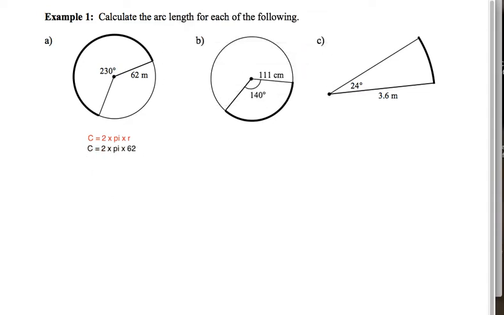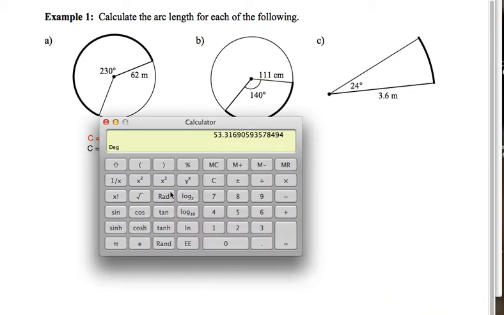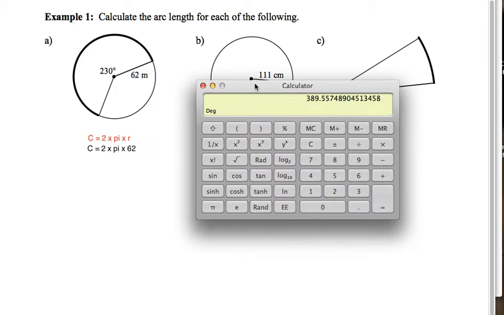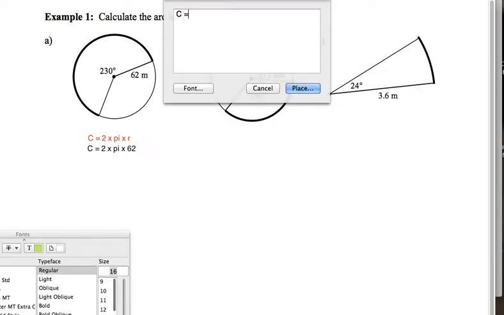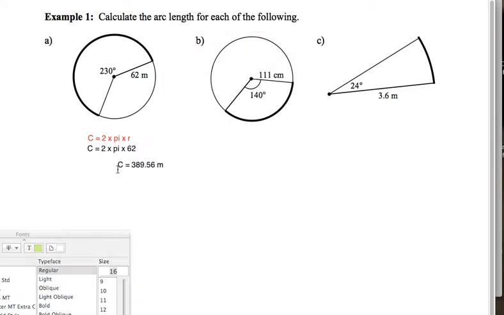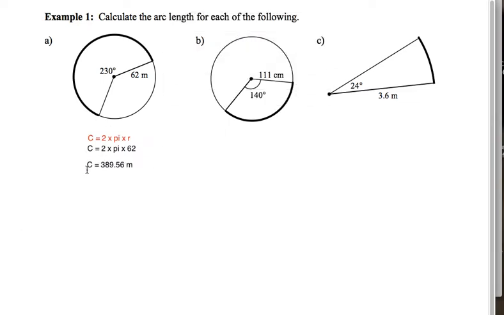And then I get out the calculator and I calculate what that is. I say 2 times pi times 62. It gives me this number, 389.5574, blah, blah, blah. If I'm going to round this to 2 decimal places, I'm going to write 389.56 meters. So that's my circumference so far.